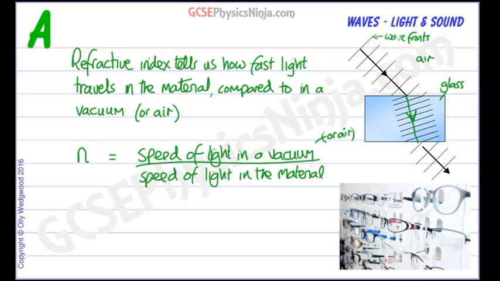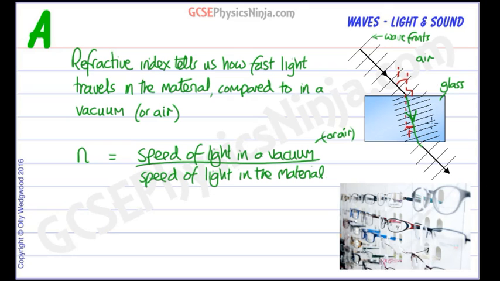And if we were to draw a normal line in this diagram, which is 90 degrees to where the ray enters, then the angle of incidence is always between the normal and the incident ray, so that's i, and the angle of refraction is between the refracted ray and the normal. And so that's the refraction of light in a glass block.